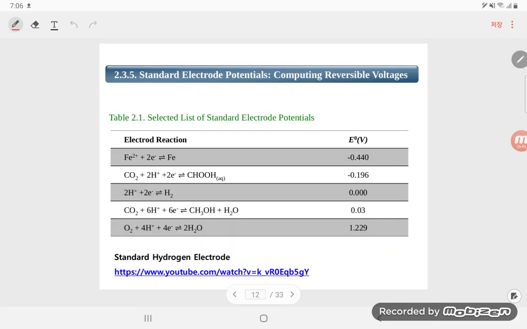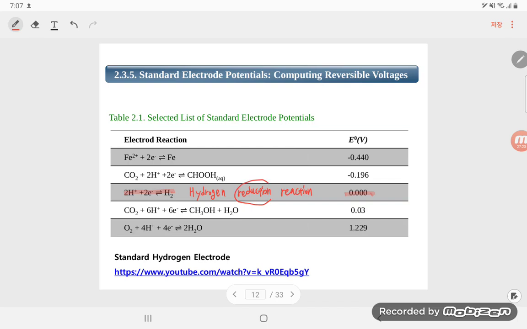Okay, that is table 2.1, and if we see this one, there should be a criteria, right? So what is the criteria? The criteria is the hydrogen reduction reaction. We set this one as 0. That is the reference. Okay, so hydrogen reduction reaction.